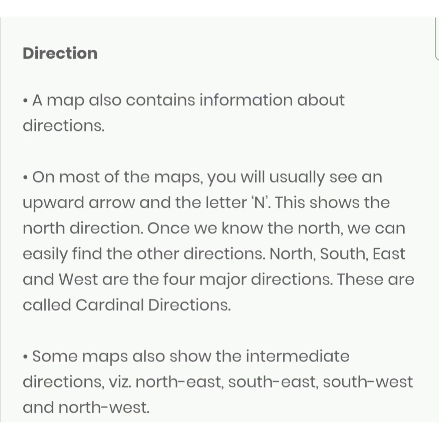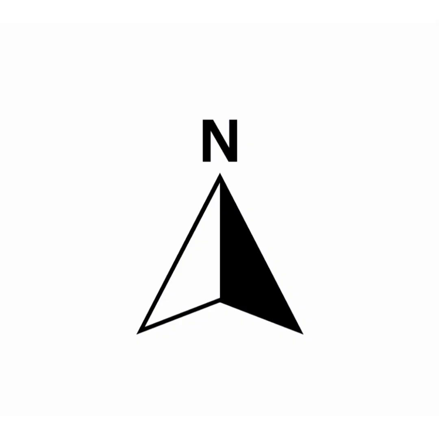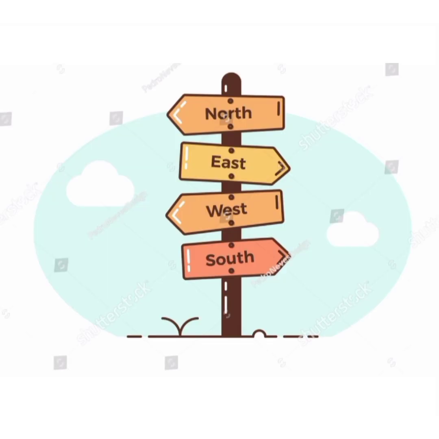Now let's see about direction. You will notice that most maps have an arrow marked with the letter N at the upper right hand corner. So what does this arrow show? The letter N arrow shows the north direction, and it is called a north line. When you know this is the north direction, it will be easy for you to find the rest of the directions, that is east, west and south.